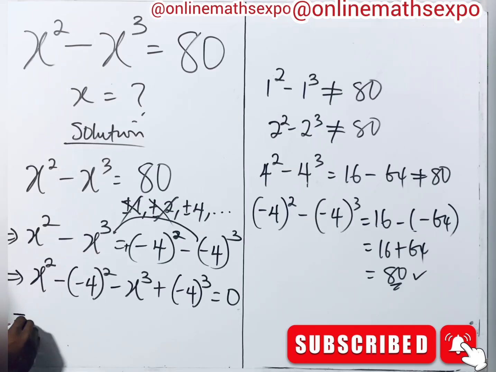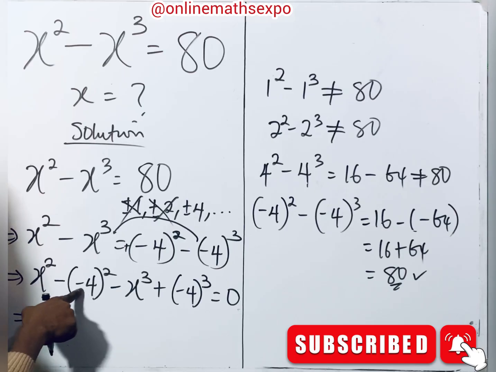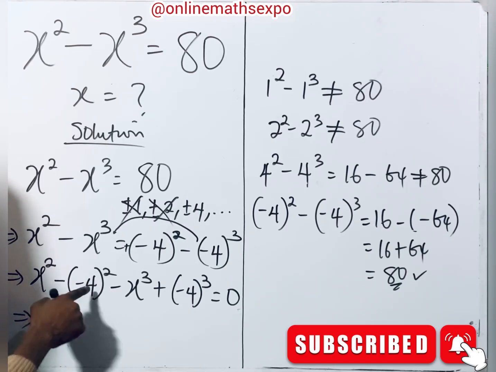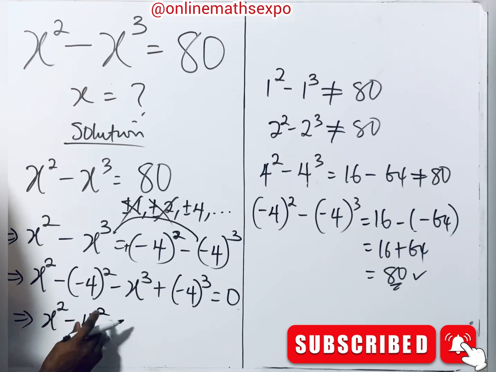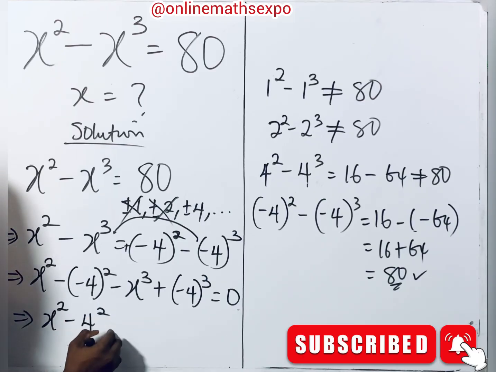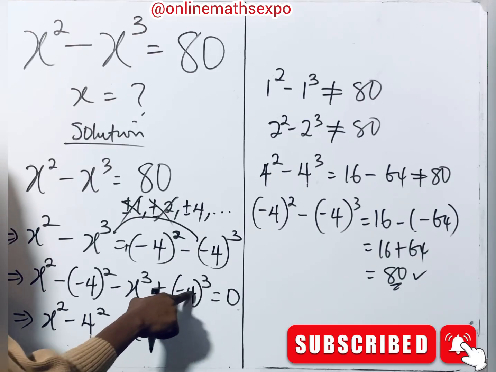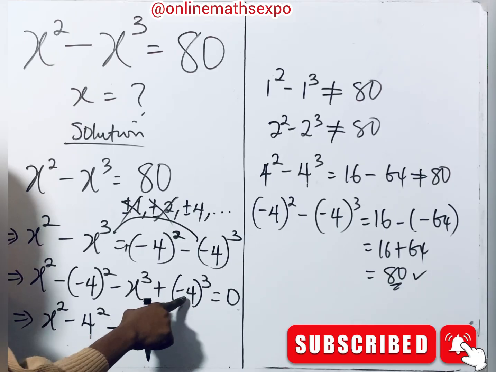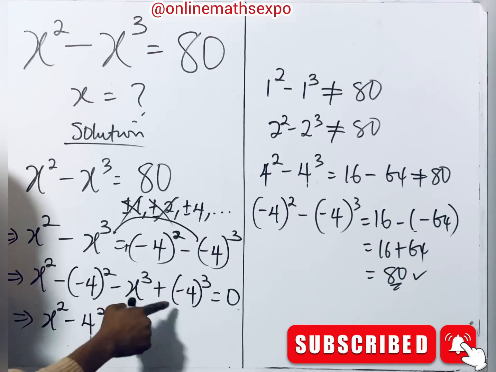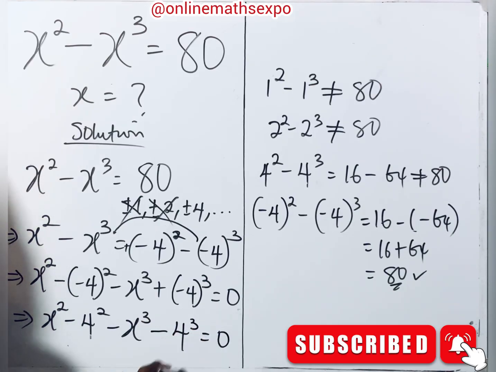Now, we are going to simplify further to have x squared. When you simplify this, remember, this sign would still remain positive. So it's going to be negative 4 squared. Did you see that? This is giving us positive 4 squared. We return the negative sign. Then minus x cubed. For this, remember, because it's cubed, it will still remain negative. And when this negative multiplies this positive, it gives us negative. So we're going to have this, and everything is equal to 0.